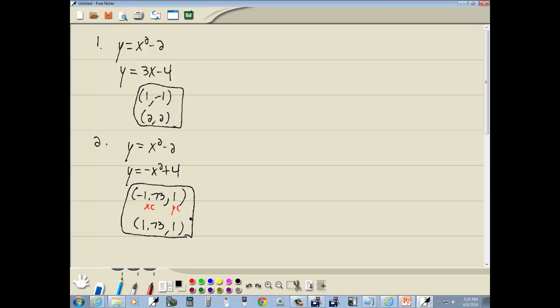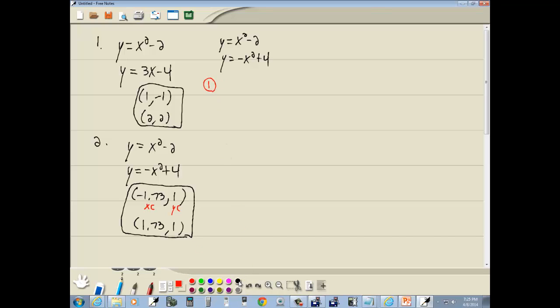Now there are ways on a TI-89 to get the exact value, but I'm steering away from the cast menu as much as possible. The reason why these won't change, let's take a look at that. If I was doing this by hand, I have y is equal to x squared minus 2. And y is equal to negative x squared plus 4.